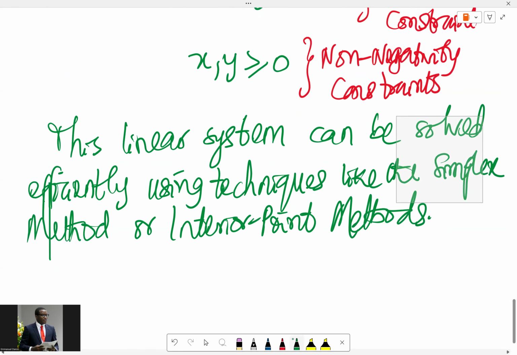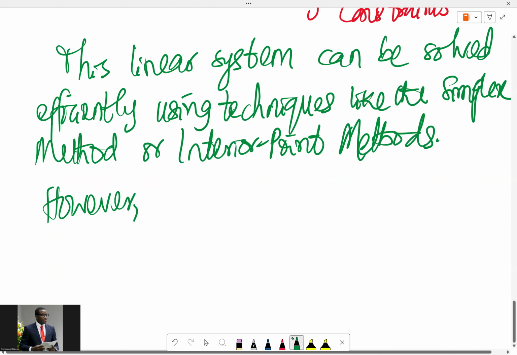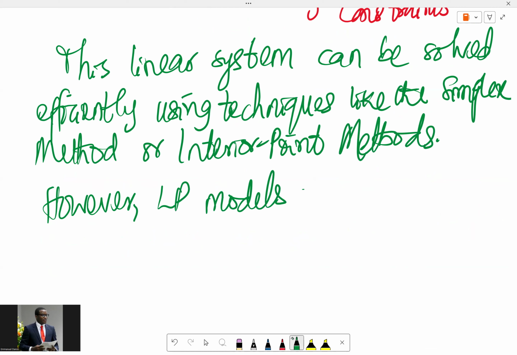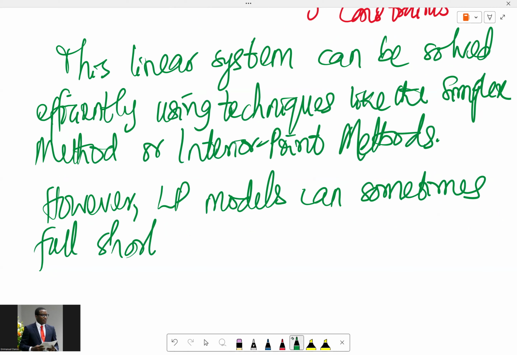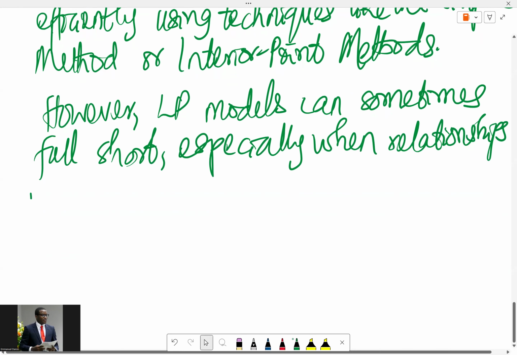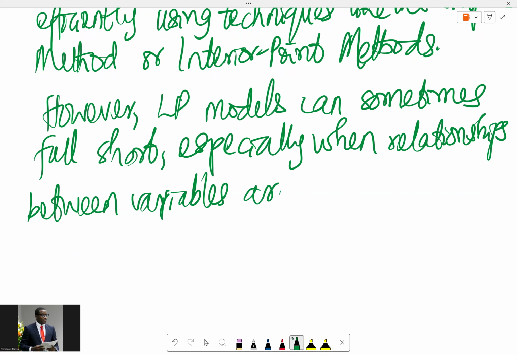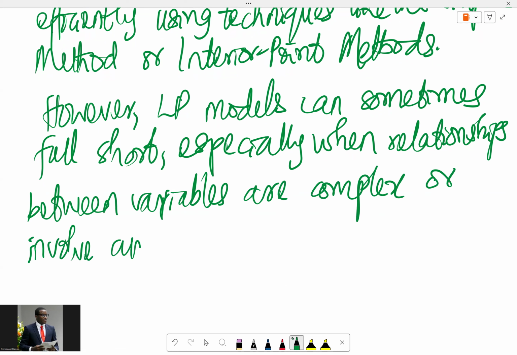Okay. However, linear programming models can sometimes fall short, especially when relationships between variables are complex, or involve curves or non-linearities.